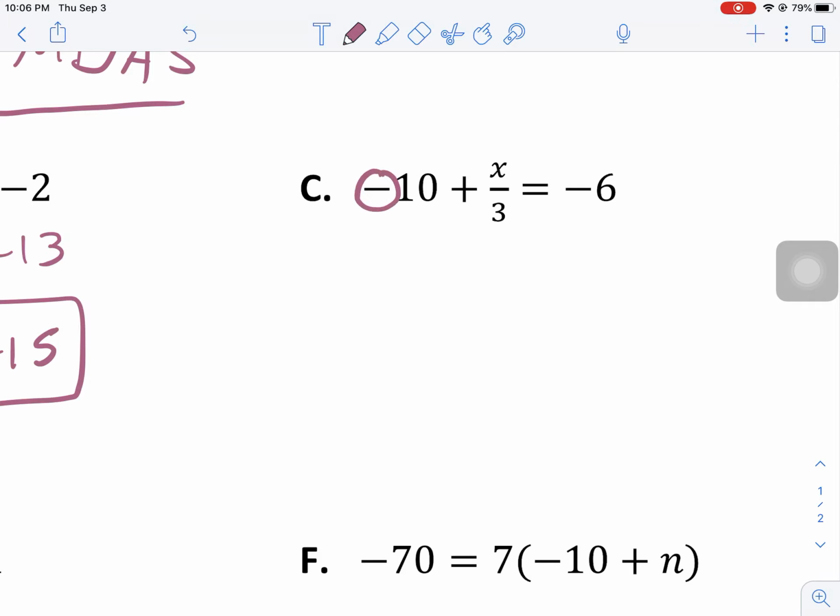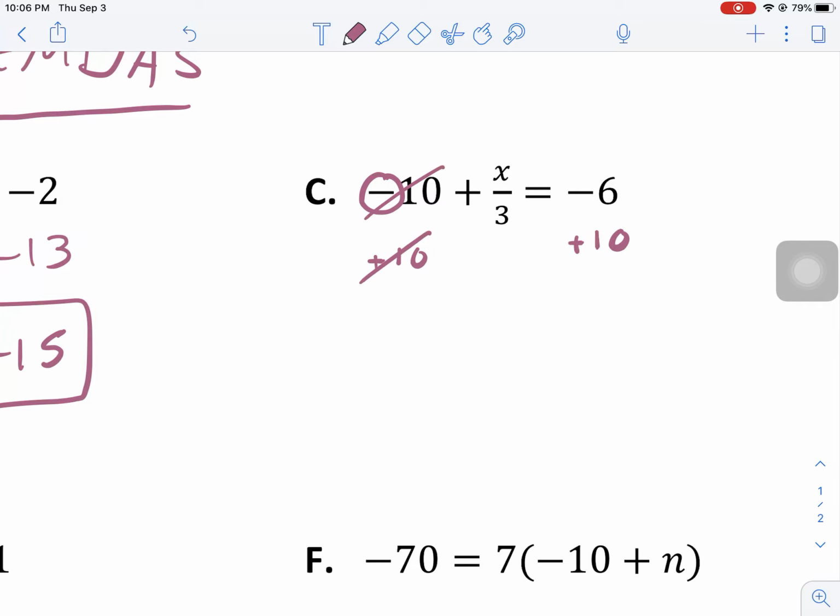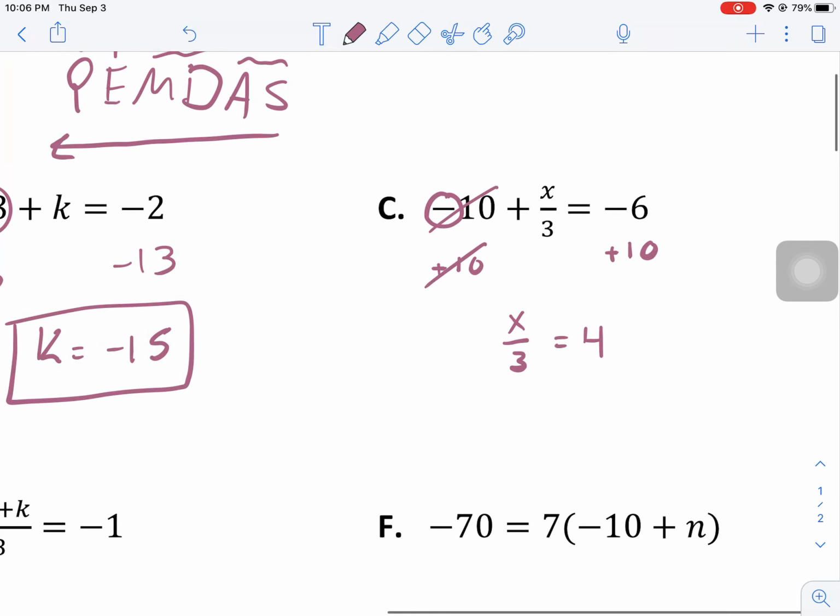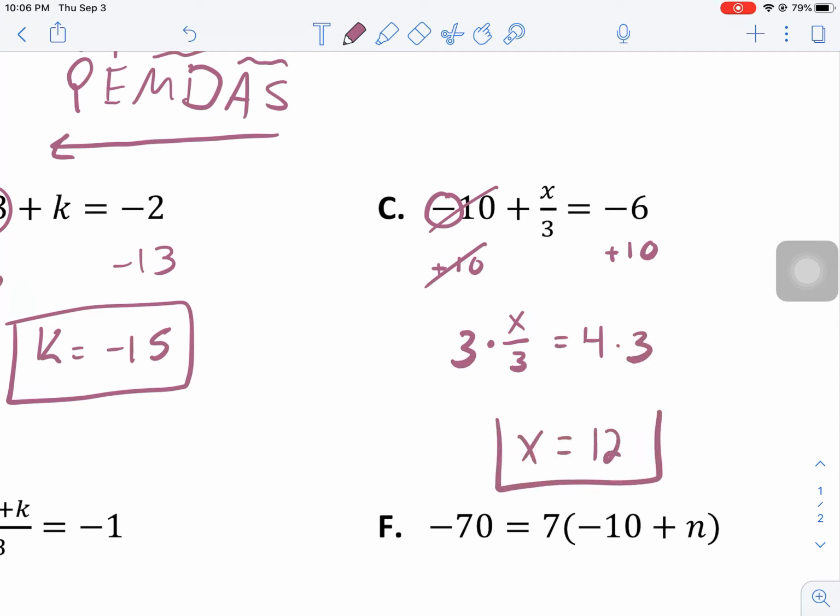Well, this is a negative 10, so in order to get a negative 10 off, we have to add 10 to both sides. Remember, always thinking opposite PEMDAS, so I'm doing my adding and subtracting first. When we do that, the 10s cancel on the left, and we have x over 3 is equal to negative 6 plus 10, gives us 4. To finish this problem, to undo division, we multiply, so we multiply both sides by 3. That's going to give us x is equal to 12.